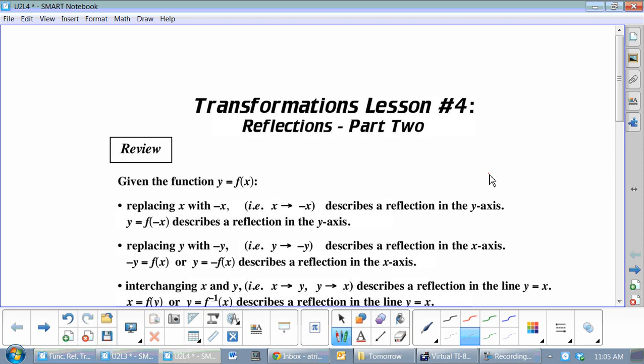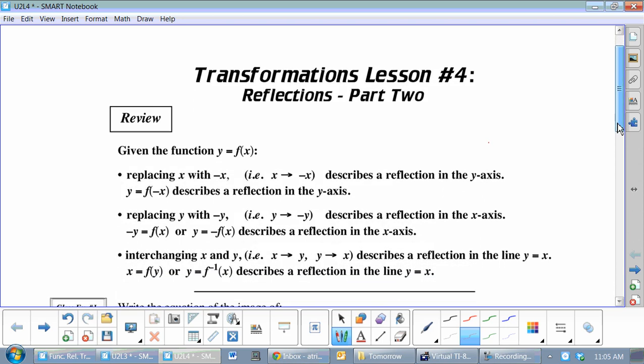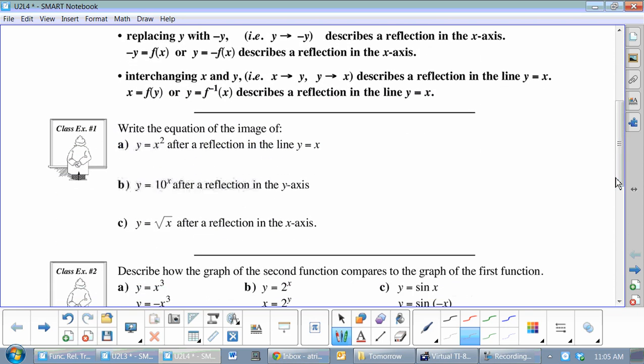Now all of this is all review, but I just want to do a couple quick ones here. Now we're going to deal with, let's actually change the equation. So how would you do y equals 10 to the x? I want that to be a reflection in the y-axis. Now, what have we always known to be a reflection in the y-axis? What's the replacement? X with negative x. So this would actually be y equals 10 to the negative x.